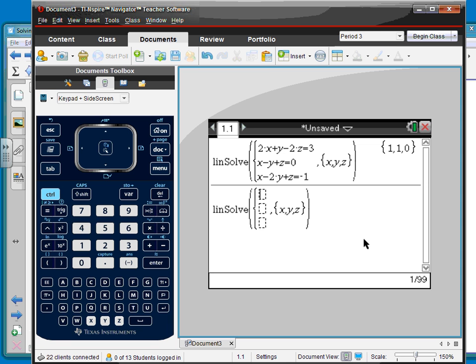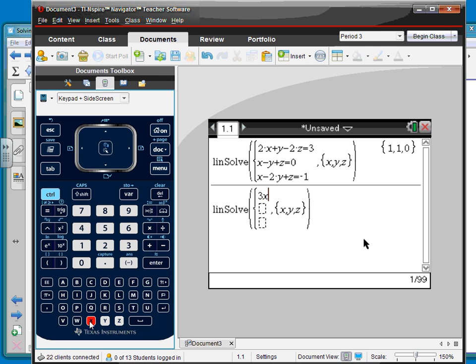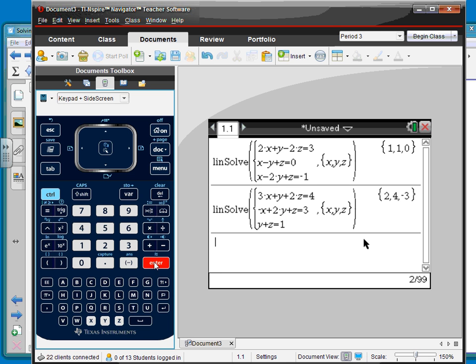So I'm going to go ahead and start typing. 3x plus 1y plus 2z is equal to 4. Tab, -x plus 2y plus z is equal to 3. Tab, y plus z is equal to 1. Enter. And there's your POI.